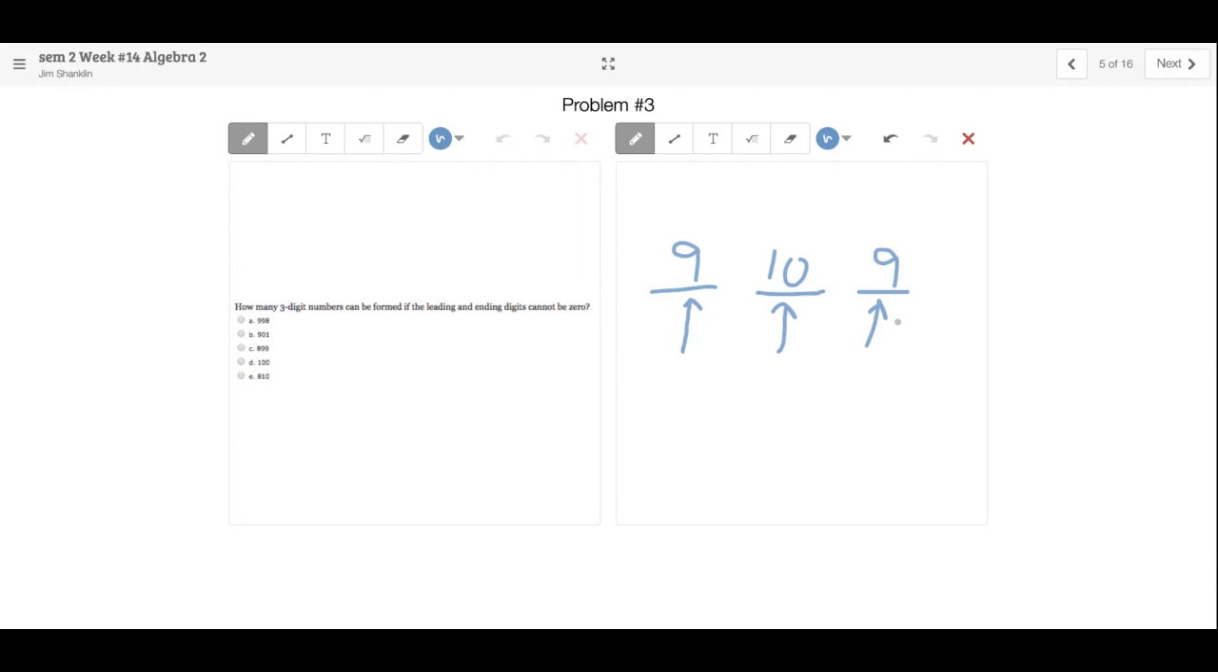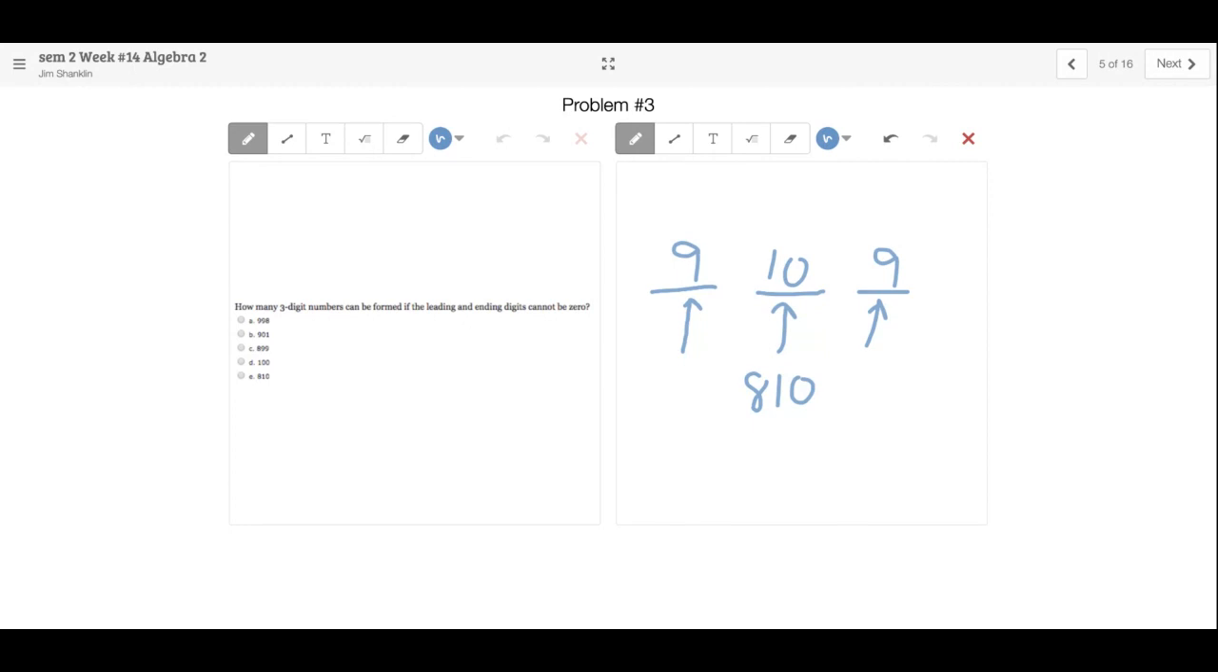9 times 10 times 9, what is that? 810 different 3-digit numbers I could have if the first and last digit is not 0. Now, could you write them all down? Could you make a sample space for all 3-digit numbers?